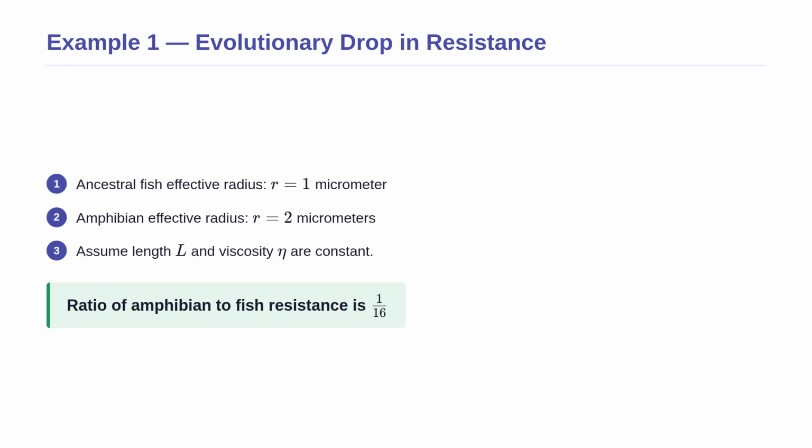Now that we understand Poiseuille's law, let us see this with a concrete example. Imagine an ancestral fish where blood must pass through tiny gill capillaries, giving an effective radius of 1 micrometer. Millions of years later, an amphibian evolves a continuous aortic arch with a radius of 2 micrometers. Assuming the vessel length and blood viscosity remain perfectly constant, we want to calculate the ratio of the new resistance to the old resistance. The final result shows a massive drop to 1/16 of the original resistance. Let us see why.